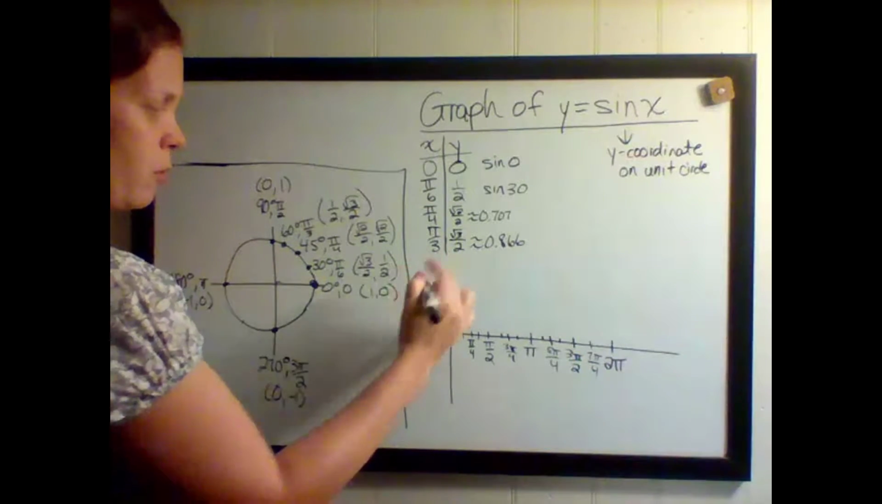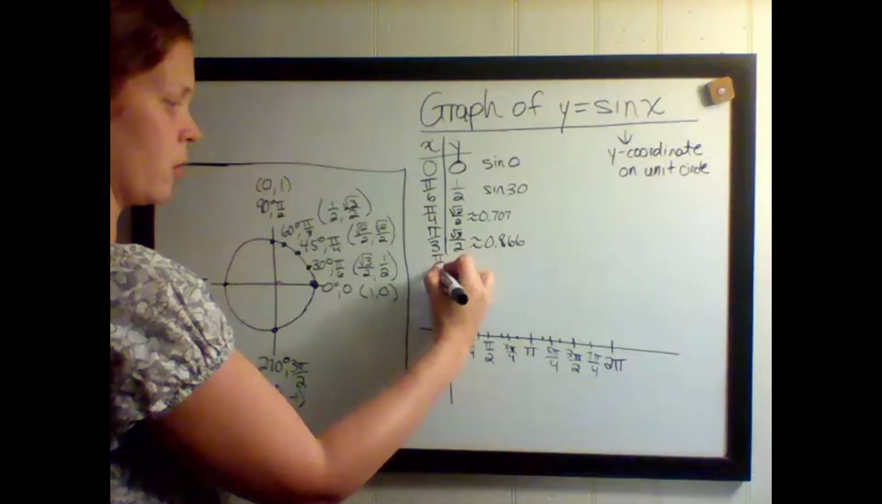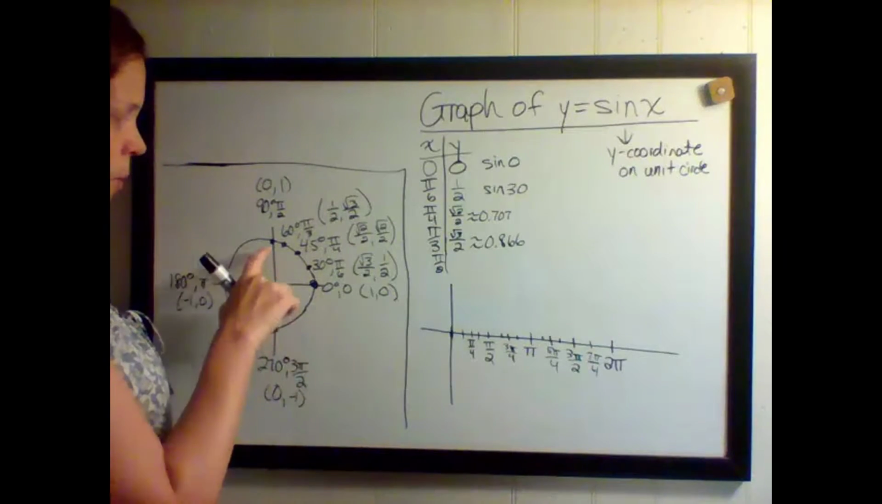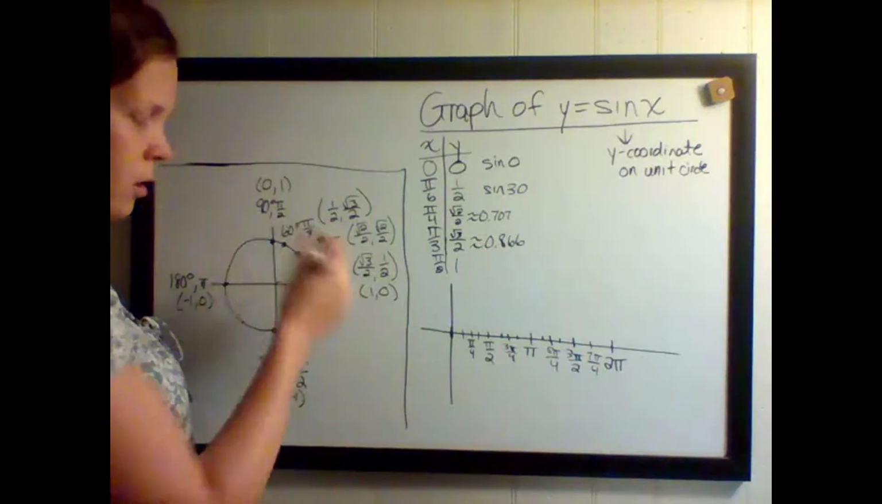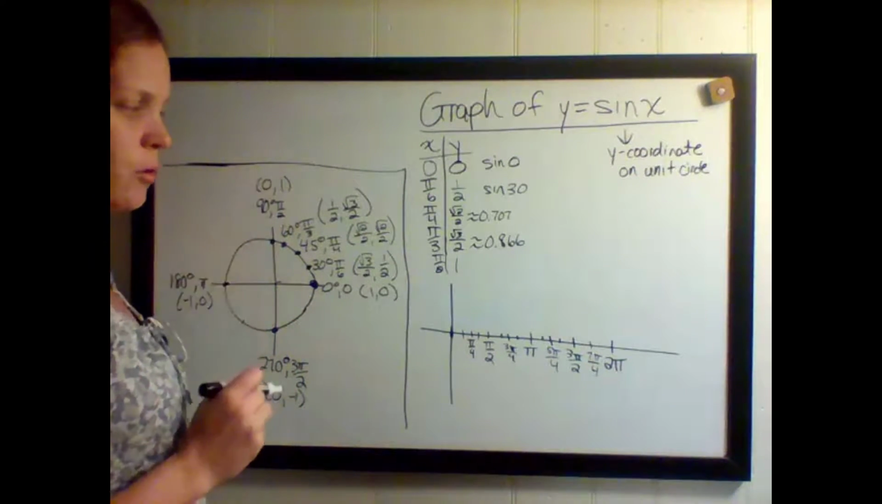And then let's fit one more in here. How about at pi over 2? That'll give us our whole first quadrant. At pi over 2, sine is 1. The y value is 1. And again, you can check any of these in your calculator. Sine of 90 degrees, you're going to get 1.